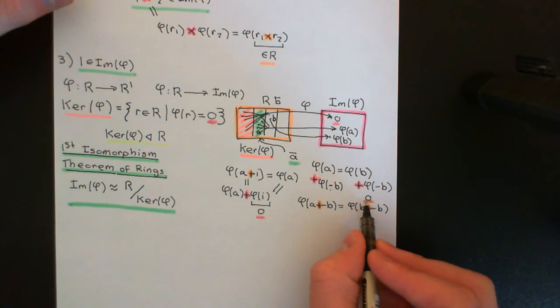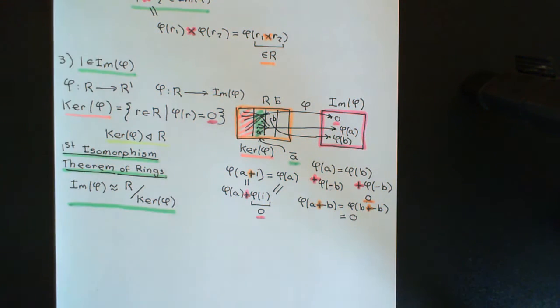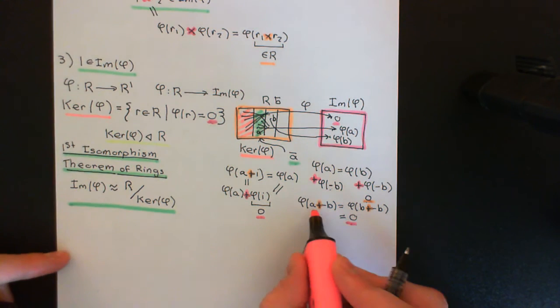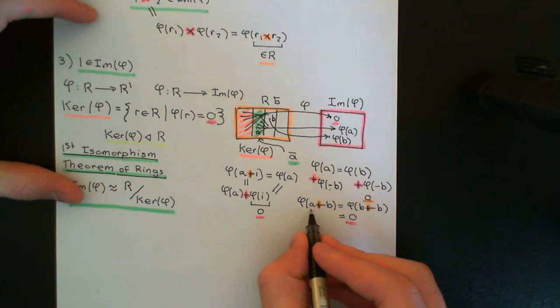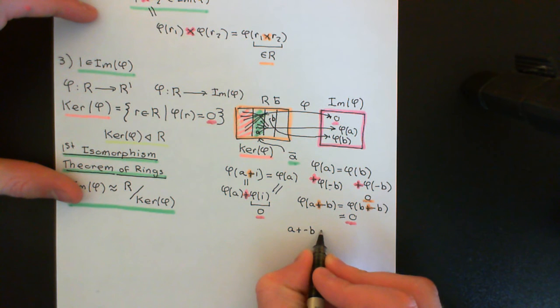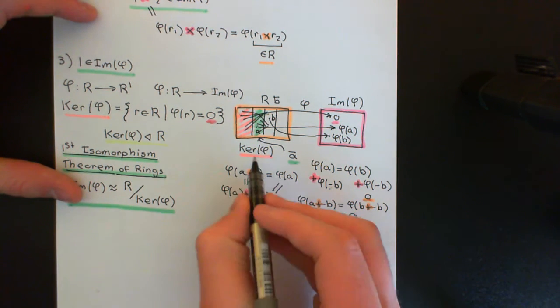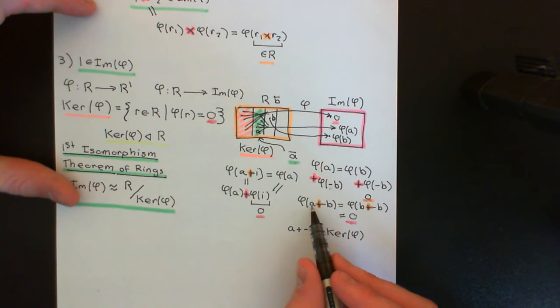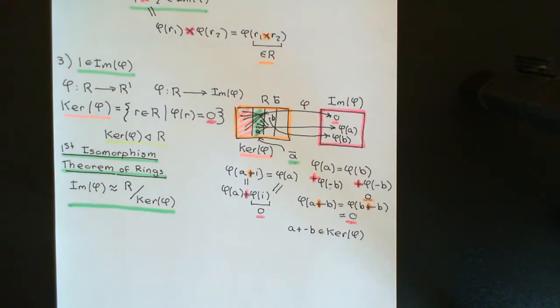So then when we consider what is phi of the additive identity, well of course that's just going to be the additive identity in the codomain ring. So we get therefore that phi of A plus negative B here is equal to the additive identity in the codomain ring. And therefore, what can we conclude about A plus negative B? We can conclude that it's in the kernel of the homomorphism. Okay? Because that's the definition of things being in the kernel of the homomorphism, that they are mapped onto the additive identity in the codomain ring by the ring homomorphism.